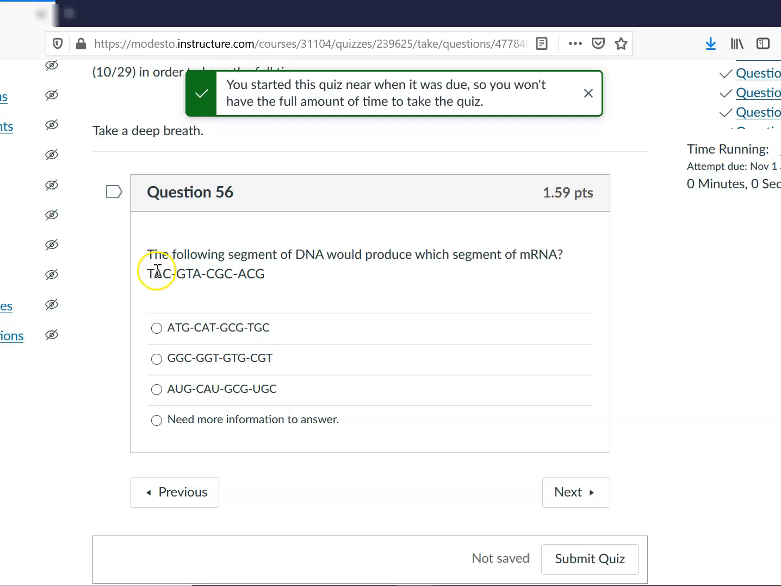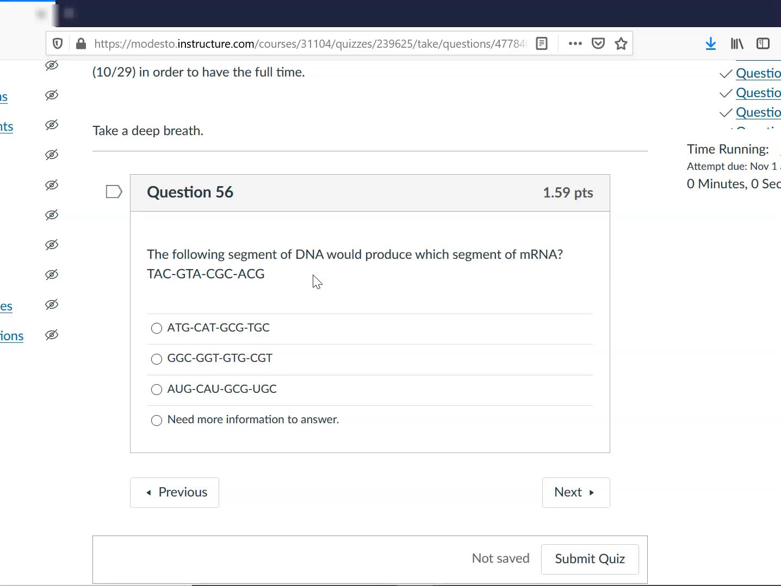Okay, so let's see. We're making a segment of mRNA, right? So you should remember that mRNA, I made this easy, doesn't have any U's. It's either need more information to answer, which you don't, or this. If it was two complementary strands of DNA, A's would get converted into T's, but A's are turning into U's. C's to G's, G's to C's, T's to A's, A's to U's, C's to G's, G's to C's, and so on. So that is my answer for that.